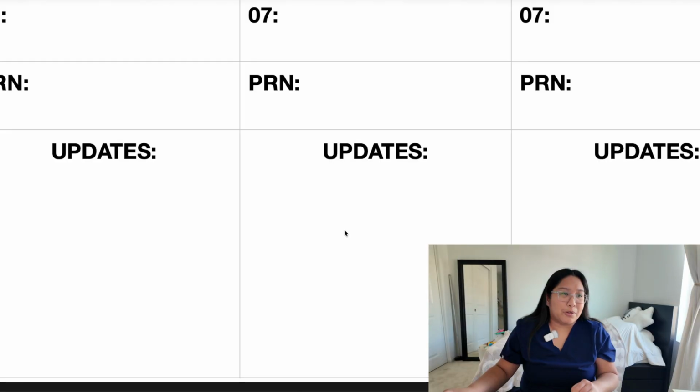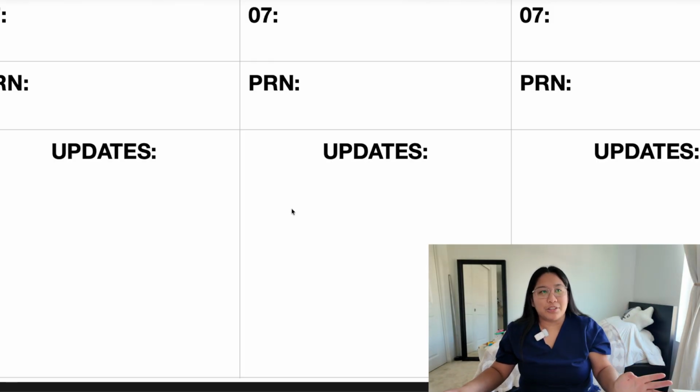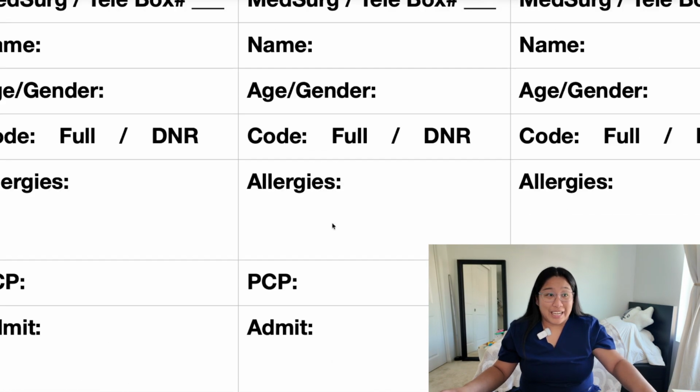So I'll be like NPO at midnight. I'll actually put that in the diet as well, but I'll also put it in the updates like NPO at midnight for bronchoscopy at, let's say 2 o'clock, so 1400. I'll also put like PT/OT recs, the overall plan, let's say like IV antibiotics, nebulizers, respiratory treatments for our COPD patient, I'll put it here. For case management notes, I'll actually put like patient going to SNF. So that's pretty much the lowdown of the entire sheet.